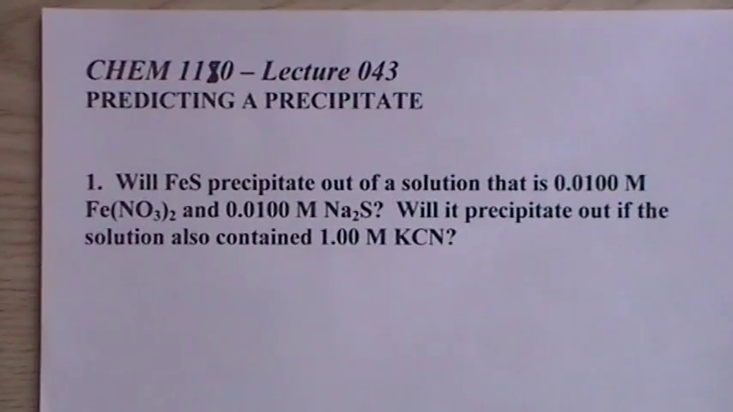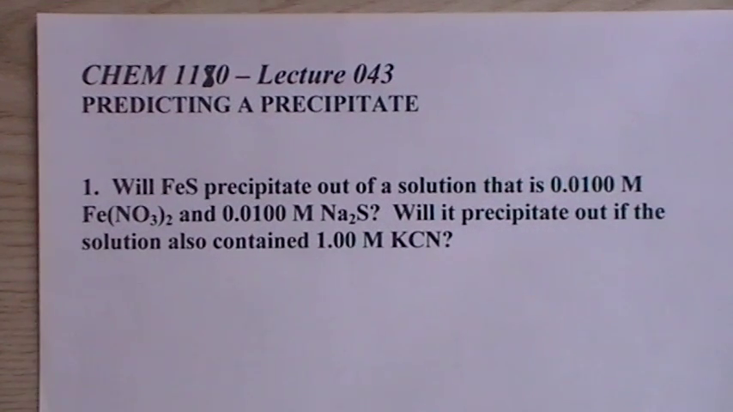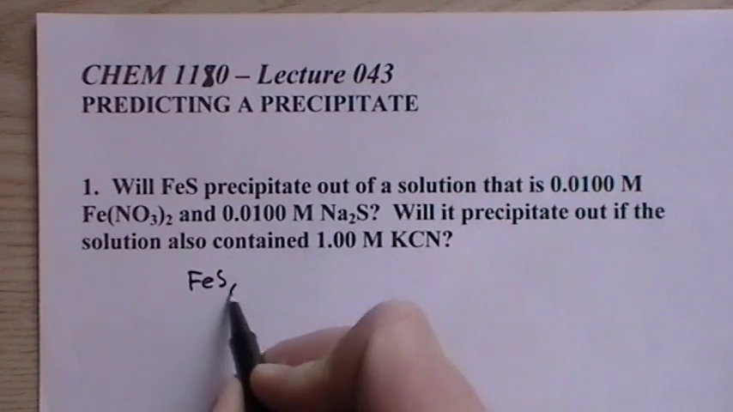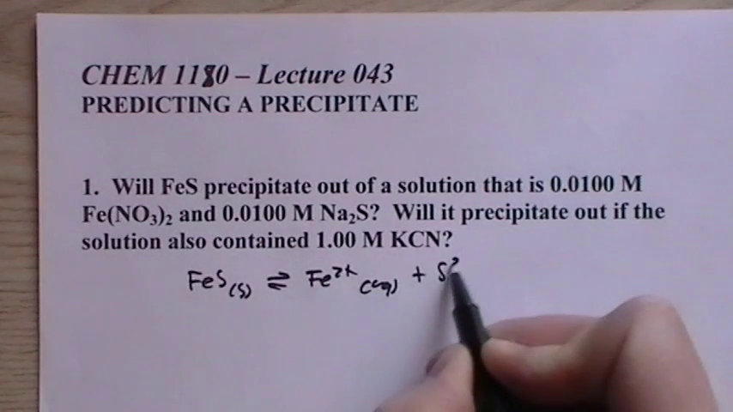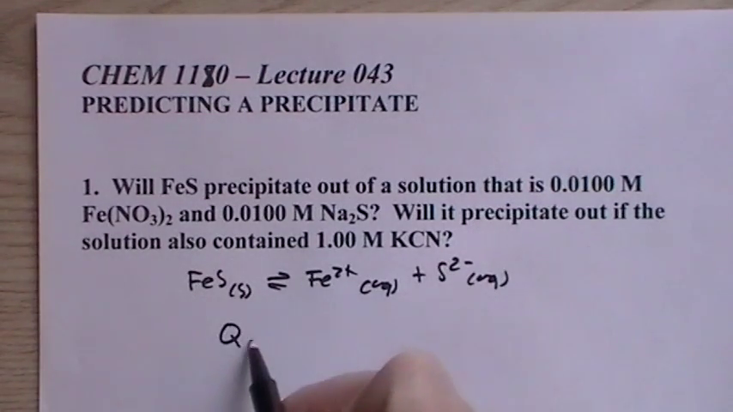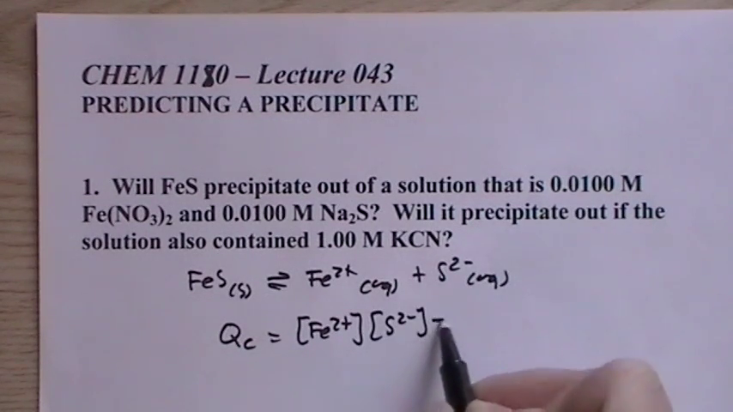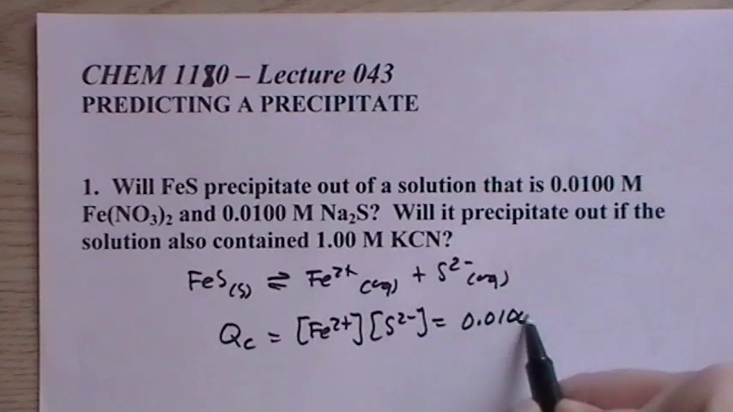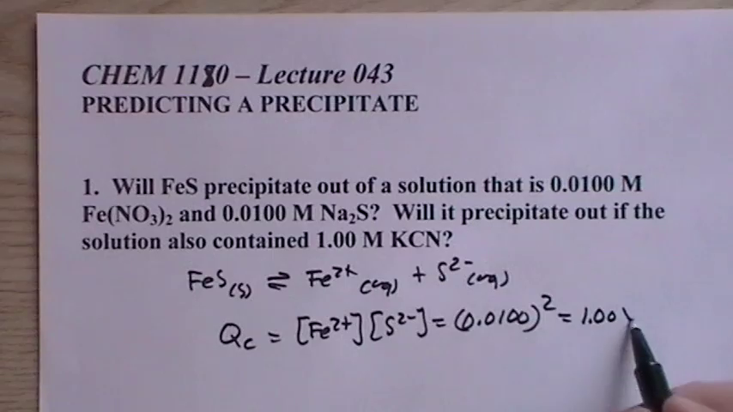Okay, now, will iron sulfide precipitate out of a solution that is 0.01 molar iron(II) and 0.01 molar sulfide ion on its own? So we know that we have Fe goes to Fe²⁺ plus S²⁻. So Qc for this reaction would be the concentration of iron times the concentration of the sulfide, which is going to be 0.01 squared, because they're both 0.01, so this is 1.00 times 10 to the minus 4.